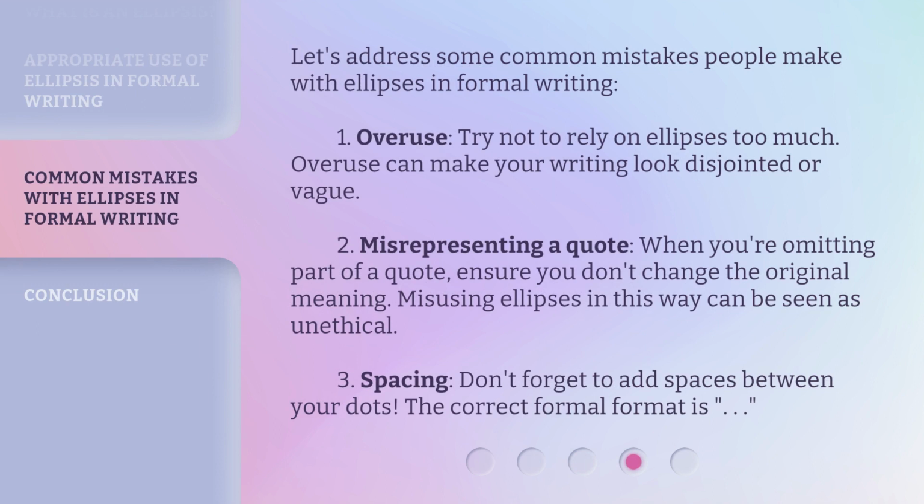Let's address some common mistakes people make with ellipses in formal writing. 1. Overuse. Try not to rely on ellipses too much. Overuse can make your writing look disjointed or vague. 2. Misrepresenting a quote. When you're omitting part of a quote, ensure you don't change the original meaning. Misusing ellipses in this way can be seen as unethical. 3. Spacing. Don't forget to add spaces between your dots. The correct formal format is ... quote.